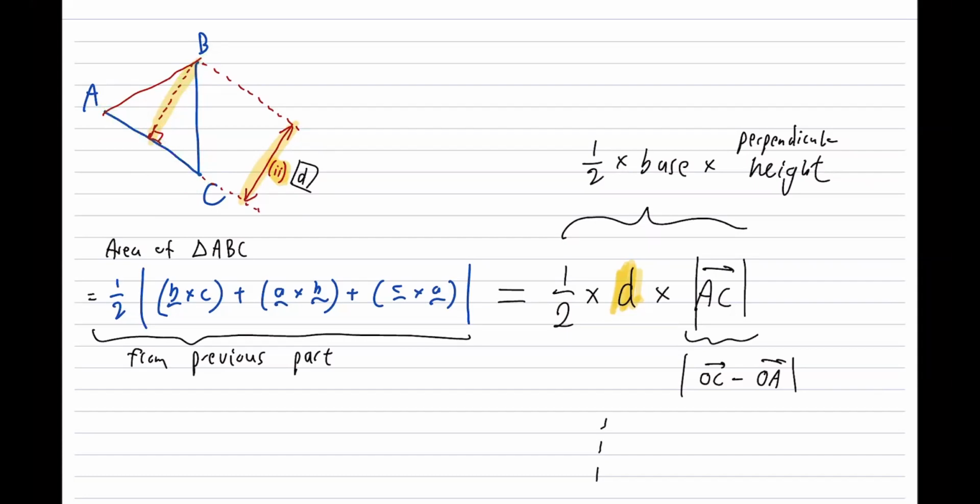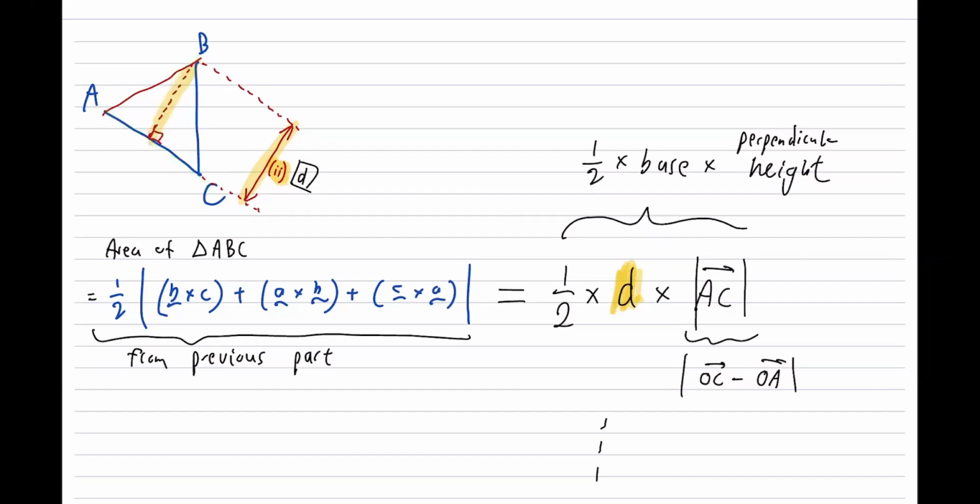Okay. And what is this yellow part here? It is what the question is asking for, the length D, the shortest perpendicular distance from point B to AC. You realize that? So this perpendicular distance from B to AC that the question is asking for is the perpendicular height of this triangle with a base AC.